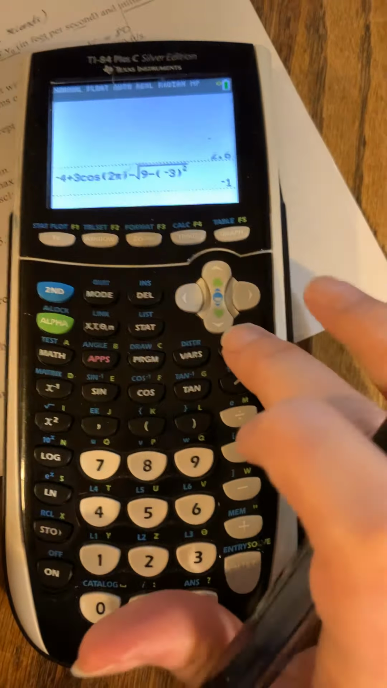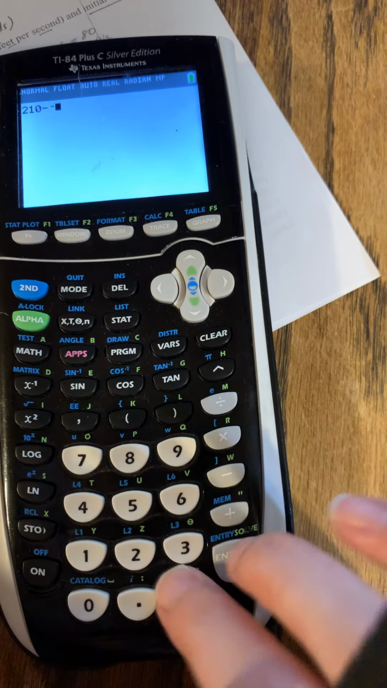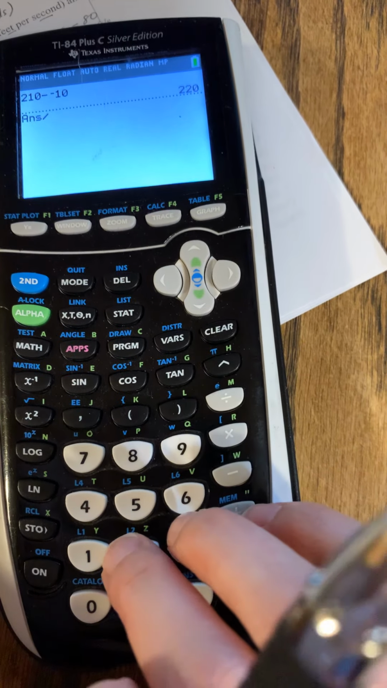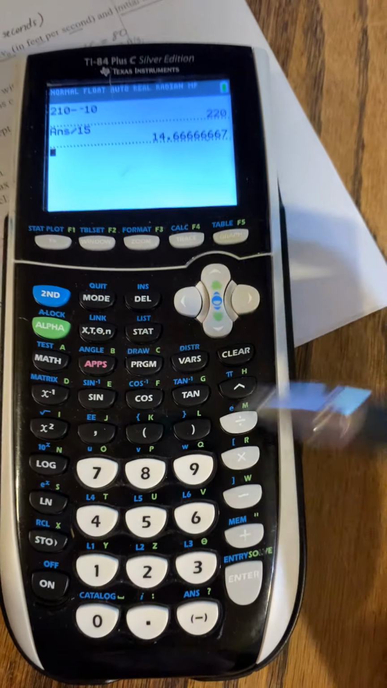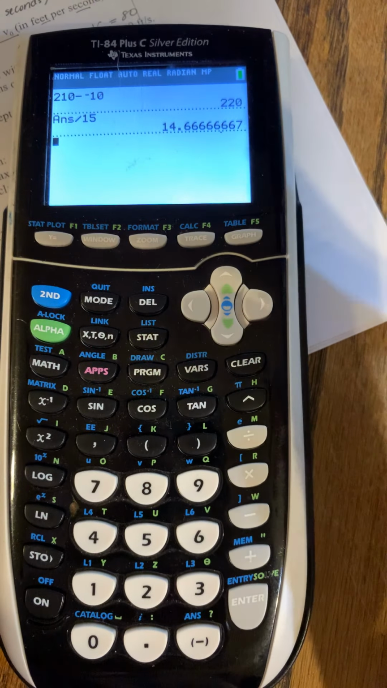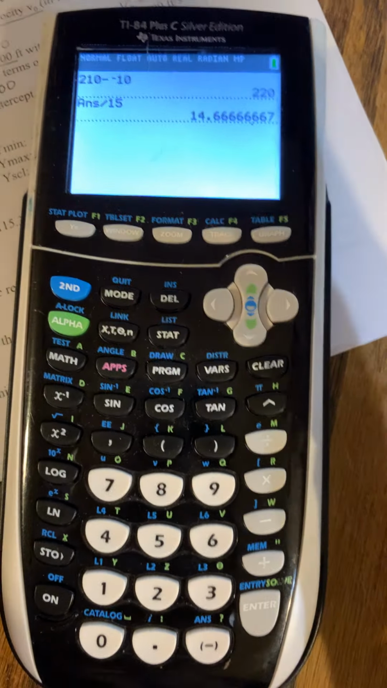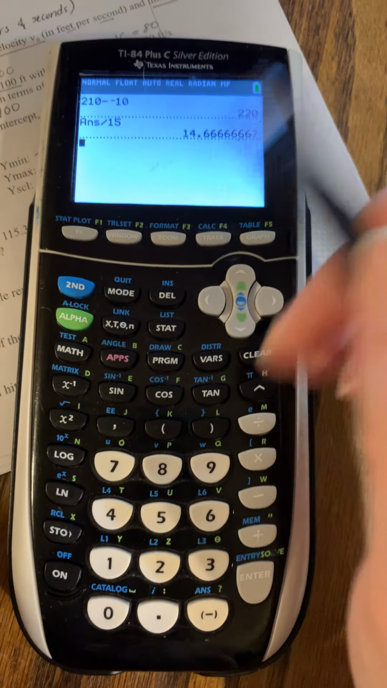Okay, so if I just do 210 minus -10 divided by 15. I'm not assuming you have a graphing calculator at home. You could use your basic phone calculator or just the Google calculator. Okay, so I'm going to count by 15s. Let's see how that looks.